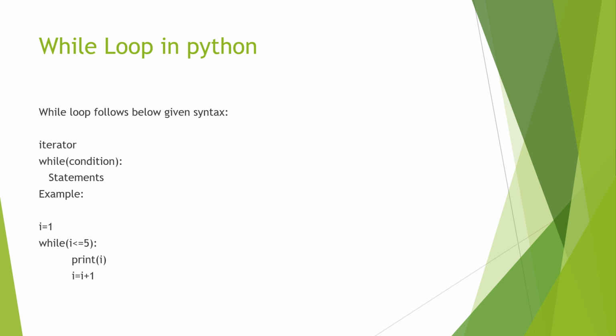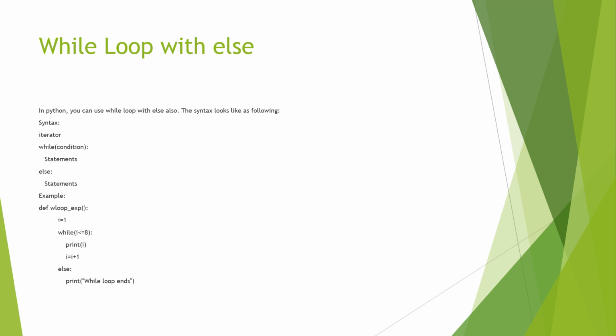So what I check is, till 5 I want it to iterate. So print I, and I equals I plus 1. What it will do is, it will first check I equals 1. Yes, it is correct. It will print 1. Then it will go to I equals I plus 1. Then 2, 3, 4, 5. When 6 comes, it exits from the loop. And what it will be printing is 1, 2, 3, 4, 5. That is your while loop.